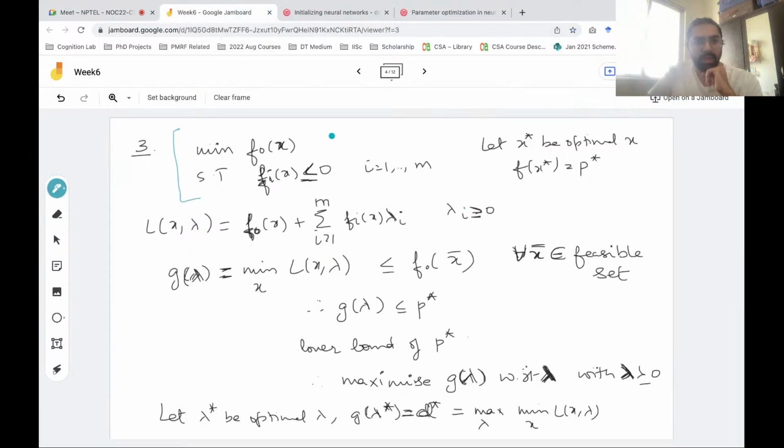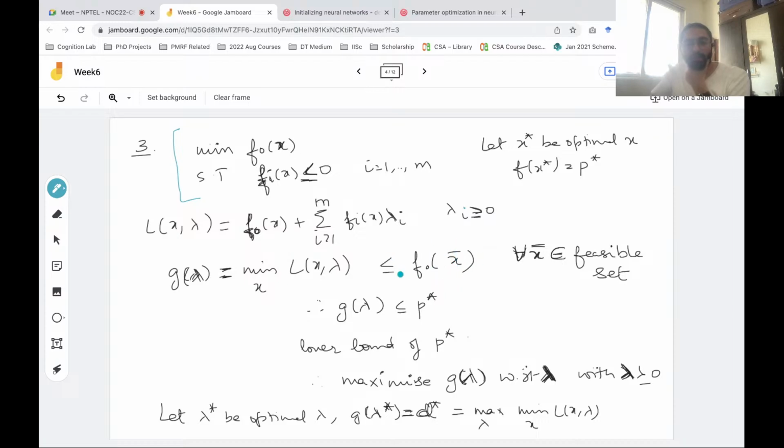For people who join new, fresh, the idea, the question is, let's say we have something like this, a problem for optimization, and we have the Lagrangian, right? It's straightforward with some lambda greater than or equal to 0. I define a new function g of lambda, which says, minimize over x, L of x comma lambda, right? So it becomes a function of lambda, and I'm saying that this will always be less than or equal to some f naught of x bar. This particular value will be less than or equal to f naught of x bar for all x bar in the feasible set.